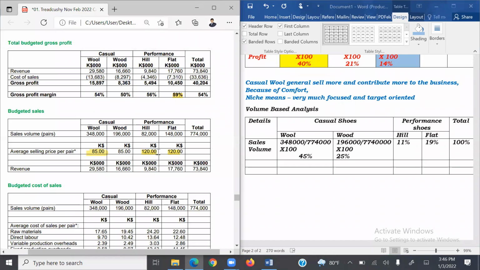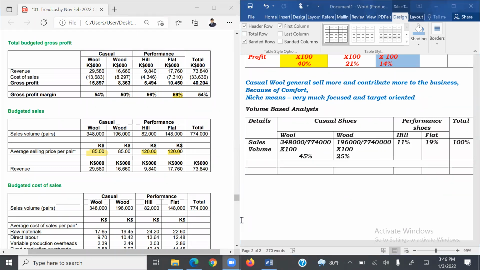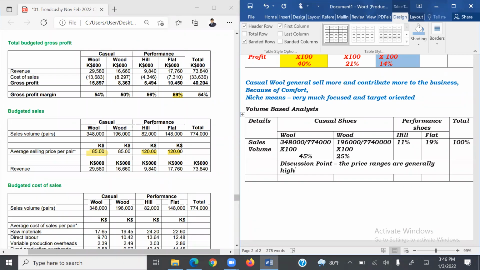What do you think here, students? Yes or no? The price range plays a major role. Can you agree on that? Because when the prices are going up, I don't think people may buy the product. Correct me if I'm wrong. So I'll write down here as a discussion point: the price ranges are generally high for performance shoes, which is making the sales volume less.